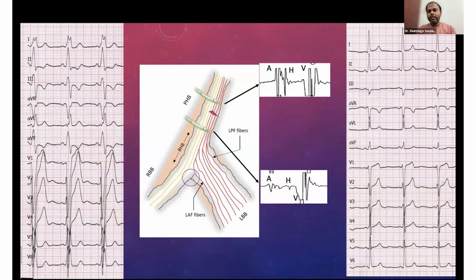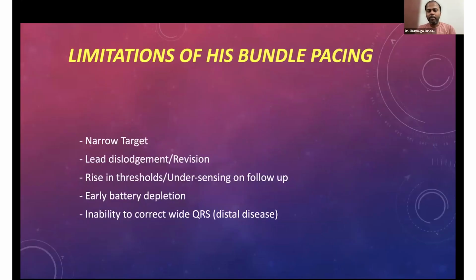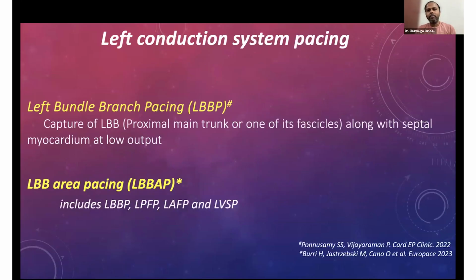So we know the limitations of His bundle pacing. We are aiming for a narrow target. The lead dislodgement rates are very high, close to 10 to 15%, and almost 20% of the patients can have rising threshold and premature battery depletion. So this ultimately led us to think in terms of left conduction system pacing.